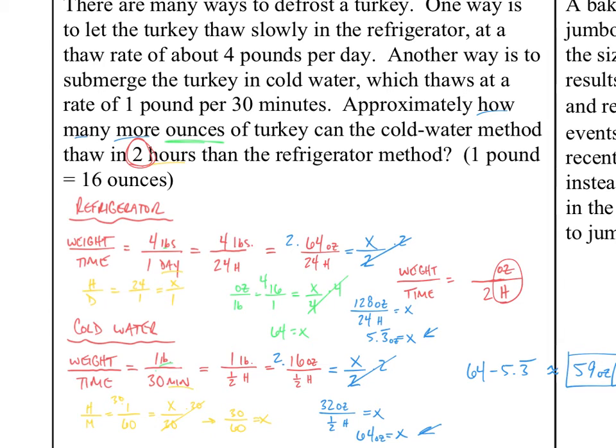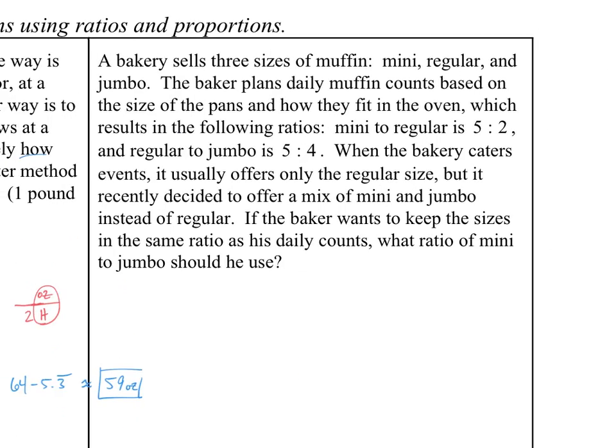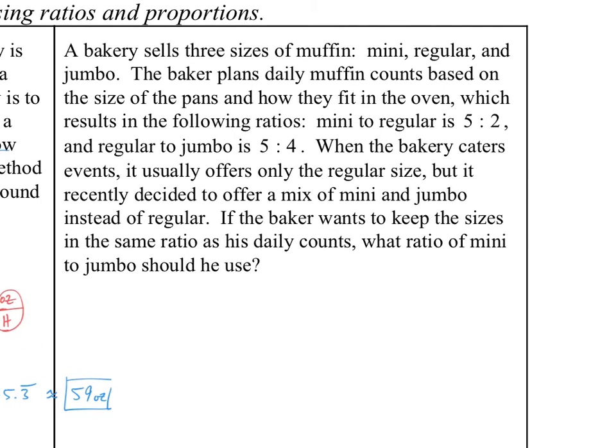All right, last one here. I'm going to try to move quickly because it's getting long. So the thing about this one is really just that you need to make sure you give your answer in terms of mini muffins compared to jumbo muffins. And the trouble with that is that initially they said the ratio of mini to regular is 5 to 2. And then they said the ratio of regular to jumbo is 5 to 4.